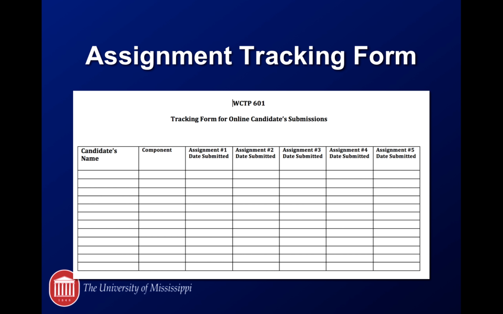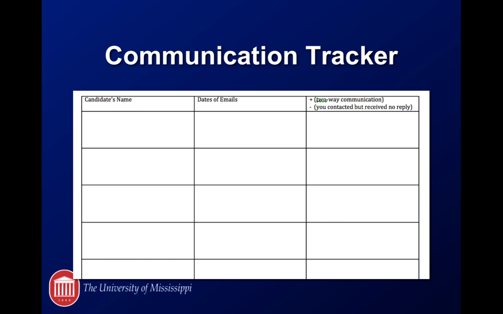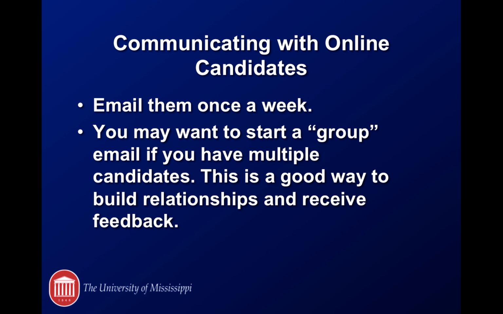You have one, and this is really neat. You put the candidate's name, the components they're working on, and if they're working on multiple components, then you would put their name down more than once and just fill out each line for each component. That way you can see what they're doing and what they're working on and how they are progressing. On this one, you would also put their name down and the date of emails. Just put a plus if it's two-way communication, a minus if one-way. That means they did not respond. Email them once a week.